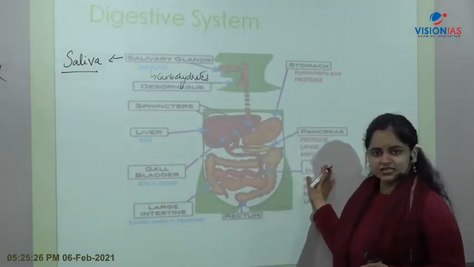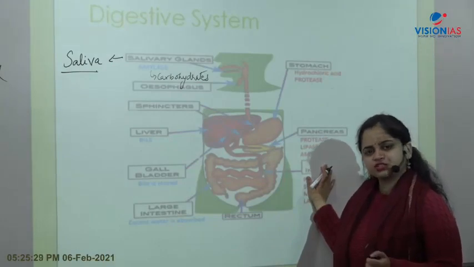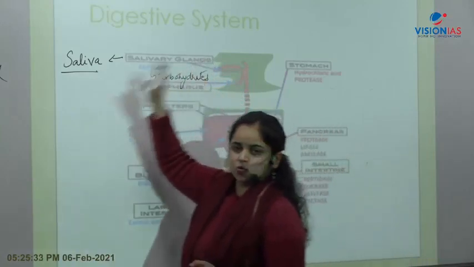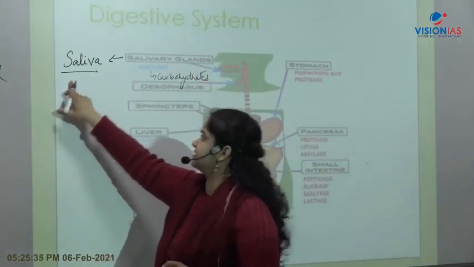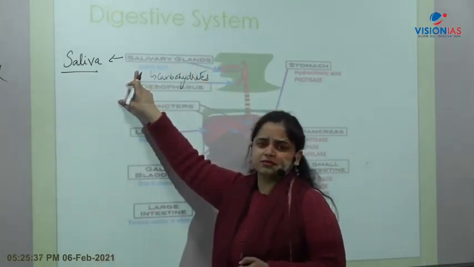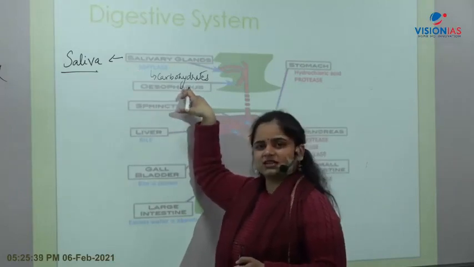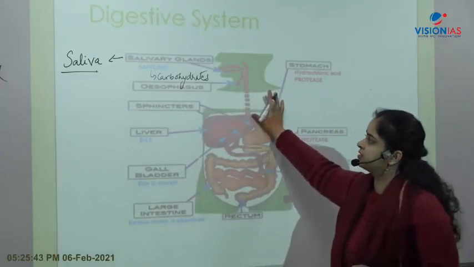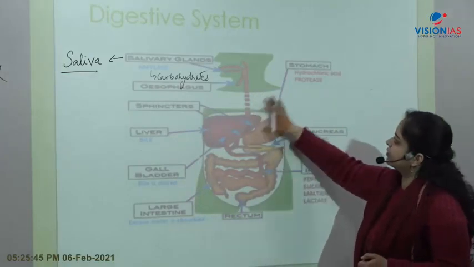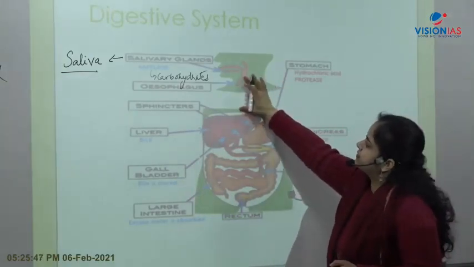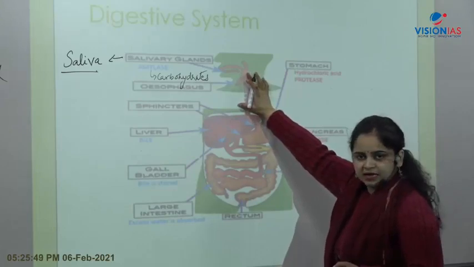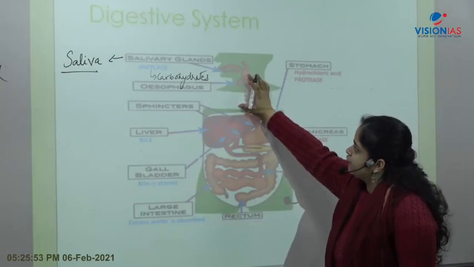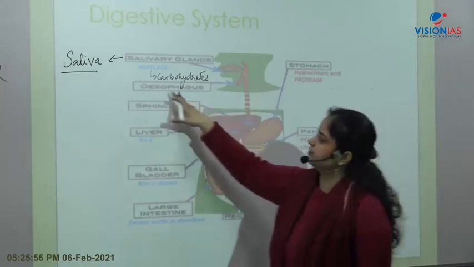There is a gland, the salivary gland. So you can just note this down like this, that the name of the gland is salivary gland. What is it producing? Saliva. What does saliva contain? The name of the enzyme is amylase. Amylase breaks down your carbohydrates. So the first thing which is going to be acted upon is carbohydrates. Okay. After the carbohydrates are broken down, the food passes through the esophagus.